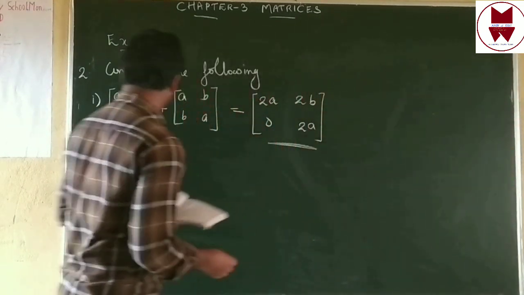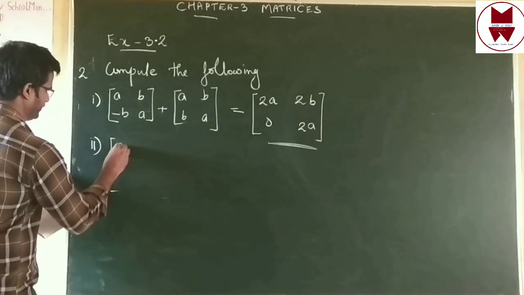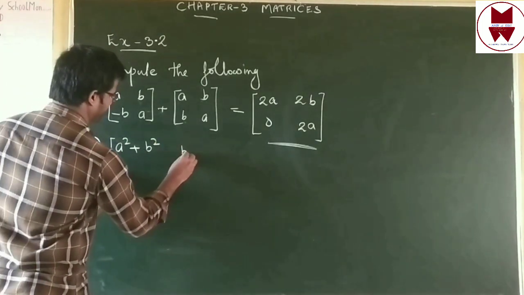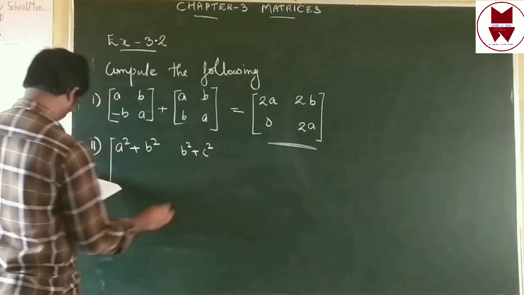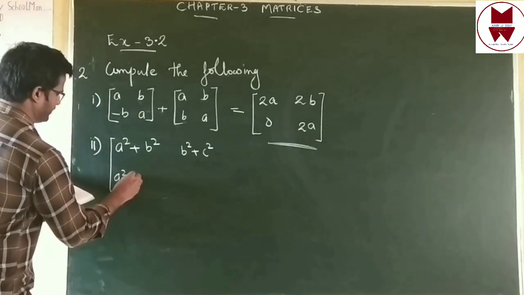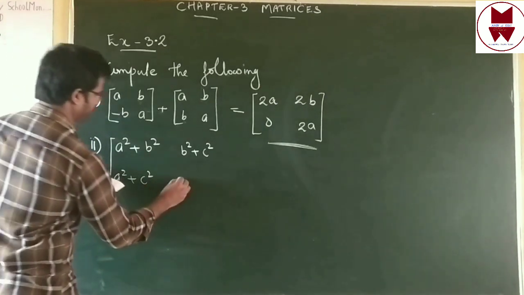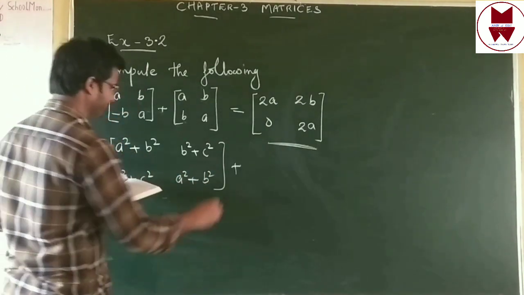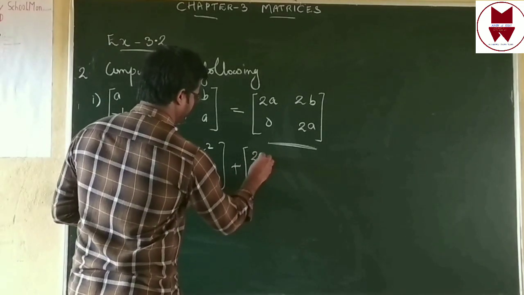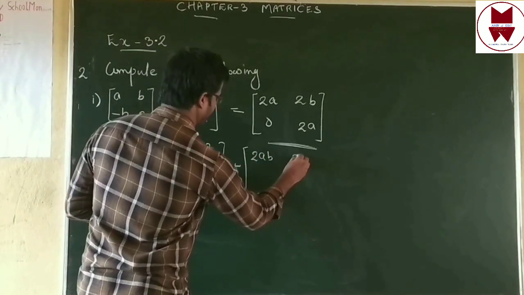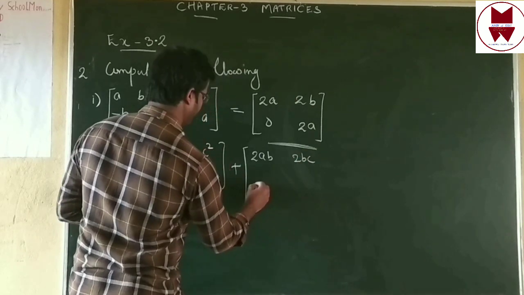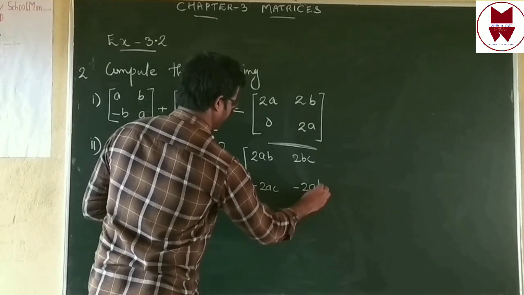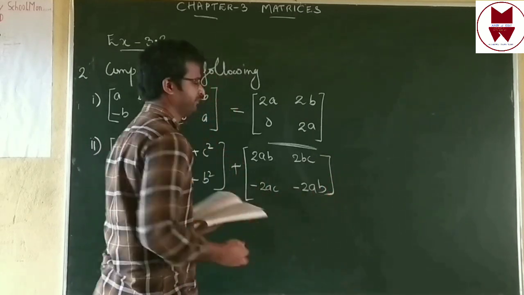Then Roman number 2. A square plus B square plus C square, A square plus C square, A square plus B square plus 2AB, 2BC, 2AC, minus 2AC, minus 2AB.